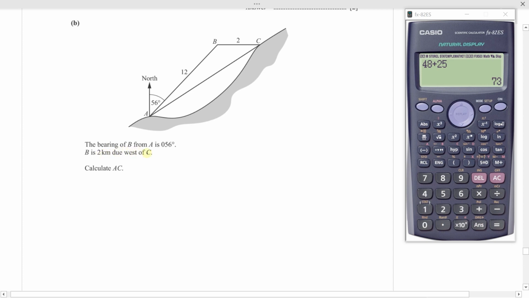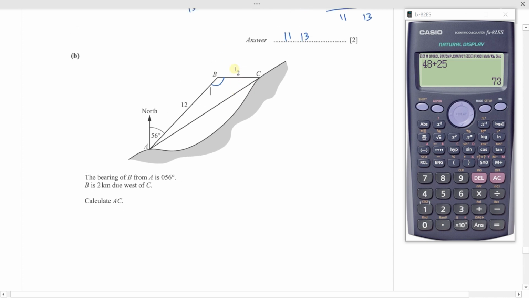Part B is the bearing of B from A is 56. B is 2 kilometers due west of C. Calculate AC. So AC is this length of this triangle ABC. I know two other sides. So if I can find this angle between them, I will know two sides of the triangle and the angle between them. Then I can use the cosine method.